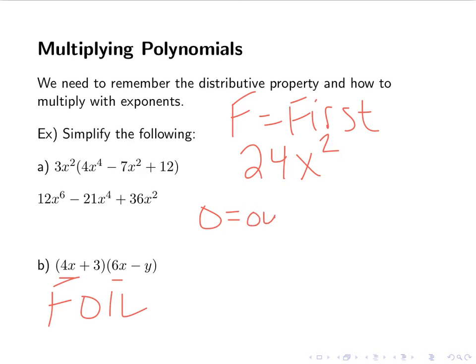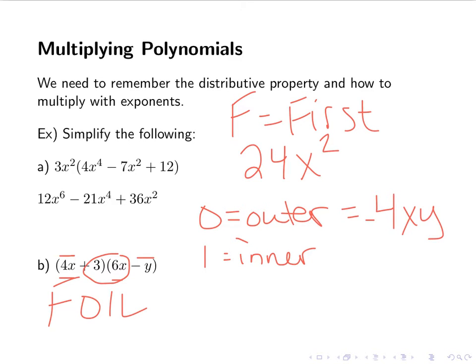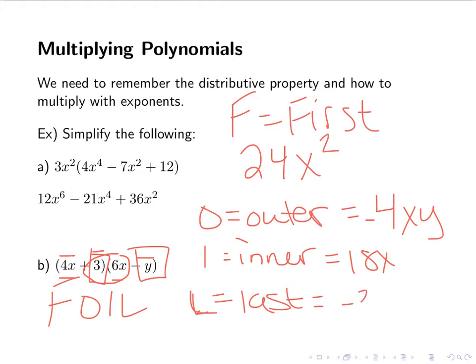O stands for outer. So the two terms on the outside. So a negative 4xy. I stands for inner. So the two on the inside, which is 18x. And then L stands for last. So the last terms in each binomial, which is negative 3y.